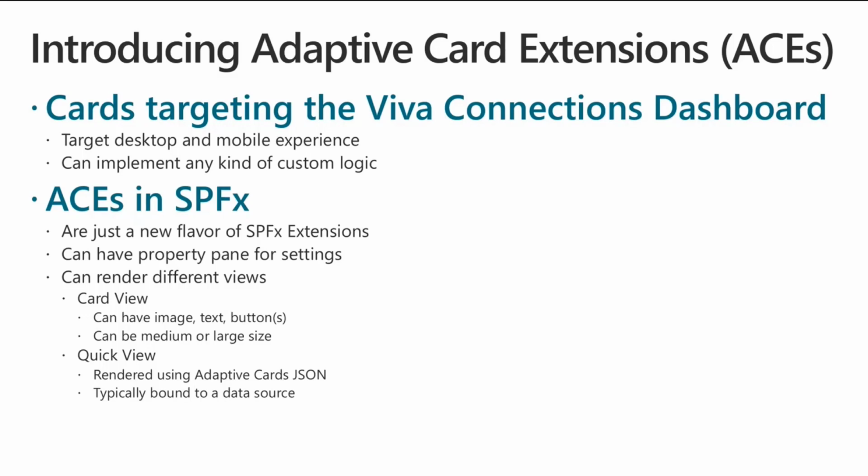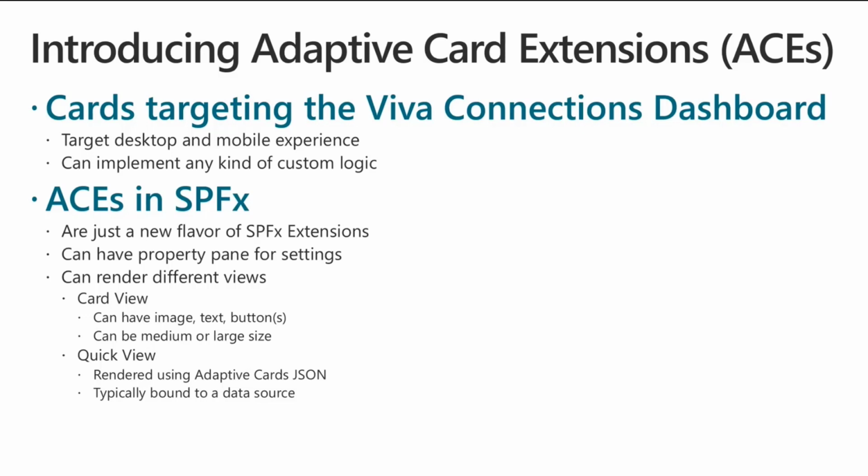Nowadays with SPFx we create web parts, we can create application customizers, list view customizers, and stuff like that. We can also create, with 1.13, the adaptive card extensions. And when we do that, we can rely on two different main flavors of UI components, the card views and the quick views. We will dig into them shortly in this demo. The card views render a really simple UI and are the entry point of any adaptive card extension.